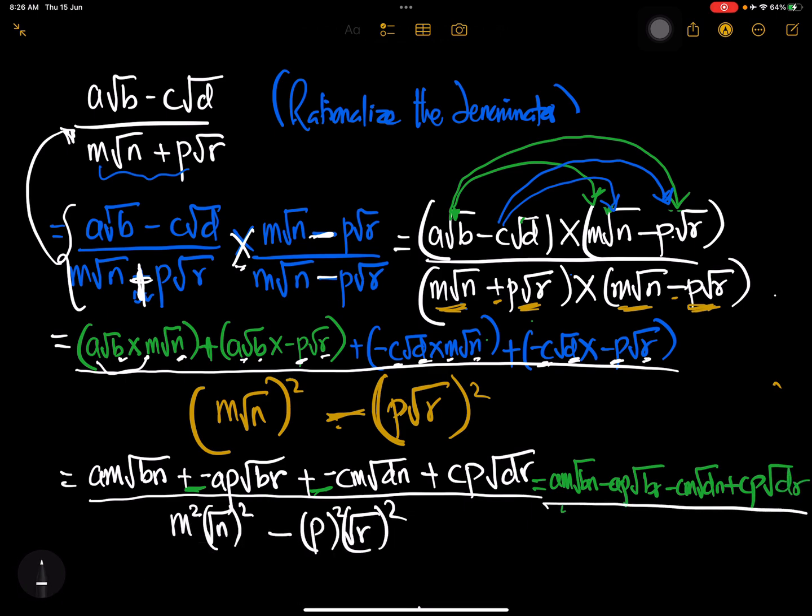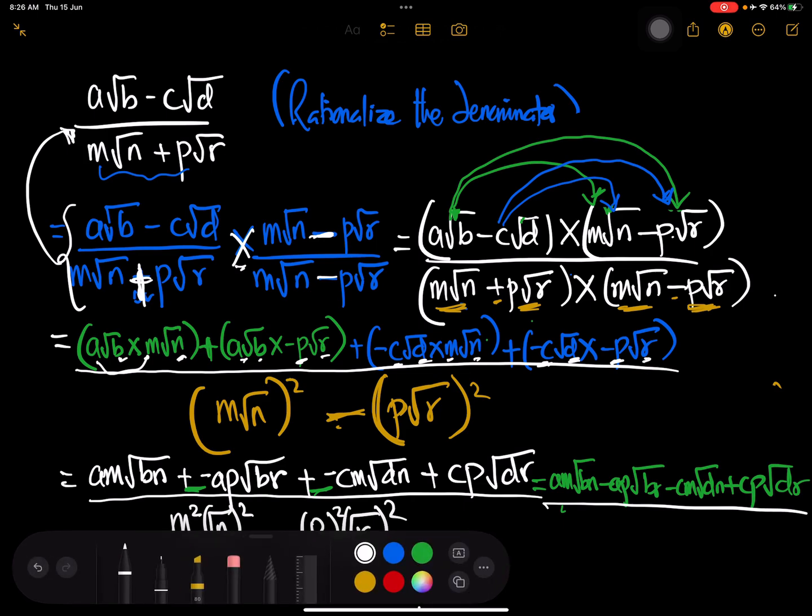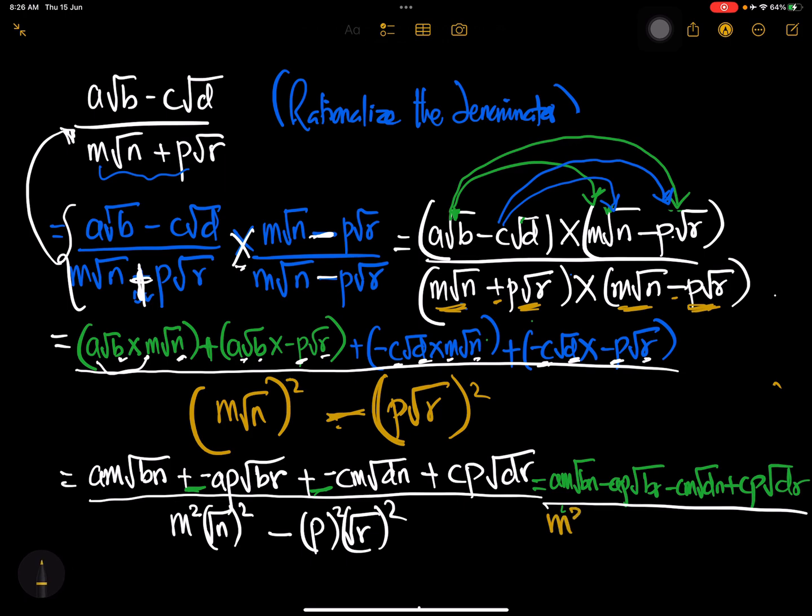We're going to divide everything by what is down there. What is going on down there? We're going to find out. What's going on down there is that we're having m squared, and now we know square root of n squared is just n. Why? Because square root of n is n to the power half. Multiply by that 2, so this 2 will cancel and we get n to the power 1.